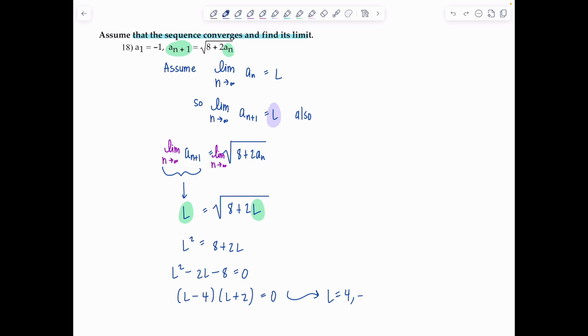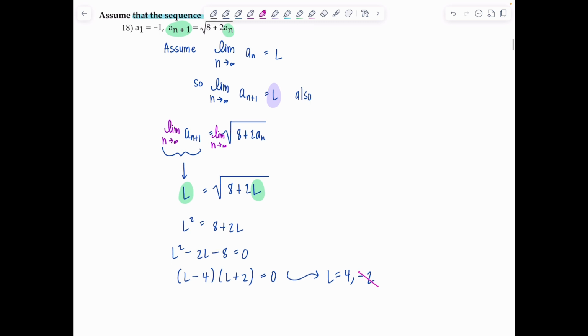It's the ugliest 2 I've written in my life. Get it together. Okay, so negative 2 doesn't make sense because notice all of the terms are defined to be the square root of 8 plus 2an. It can't come out to be negative because there's no minus sign sitting out here. The first term's negative, yeah. But after that, there's no way you're going to get a negative term. So this one makes no sense. Should we tell them we thought about it?